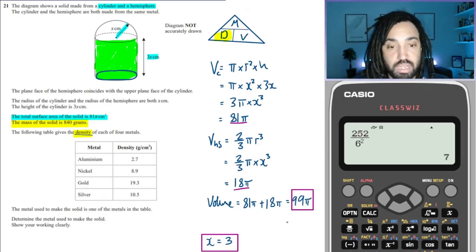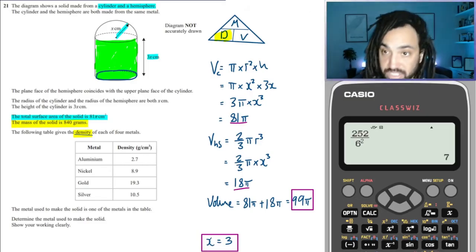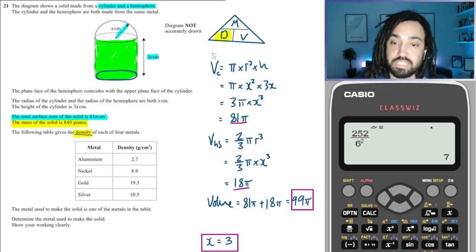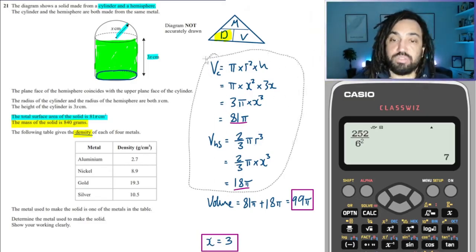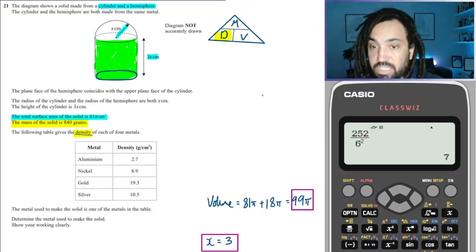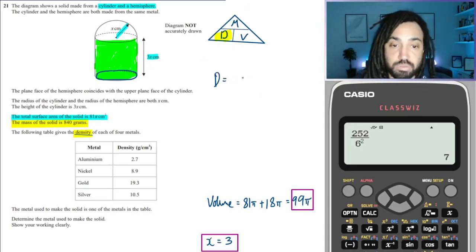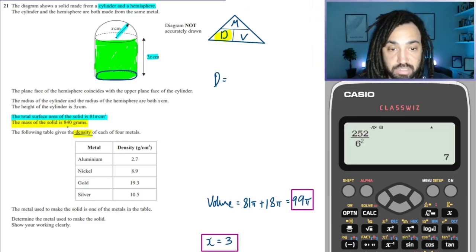And then we need to work out the density, don't we? Gosh, this question just doesn't end. Okay, so we've got the volume, but we now need to find the density. And the density is equal to the mass. Just double check it's in the correct units. Grams, centimeters cubed. Grams and centimeters cubed is the volume, so that's good.